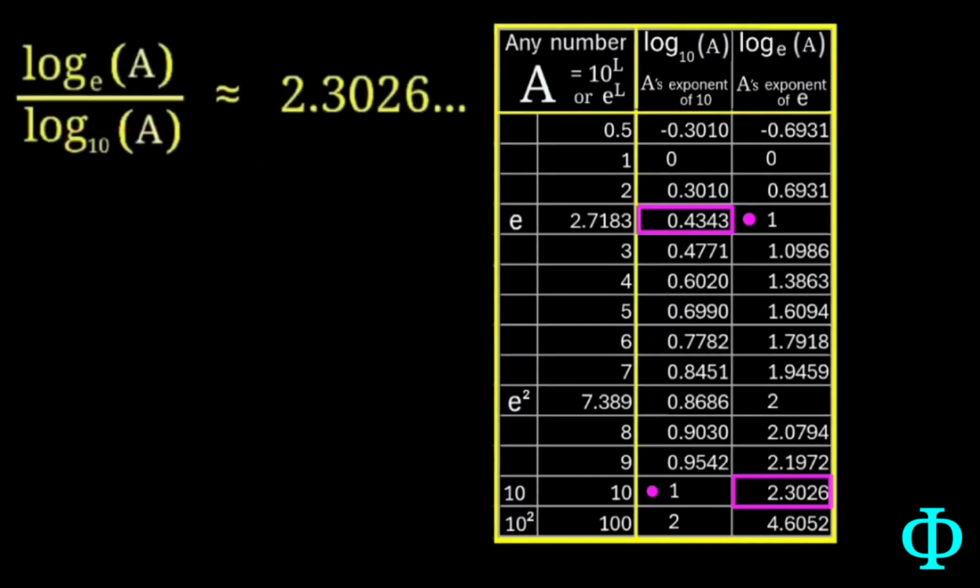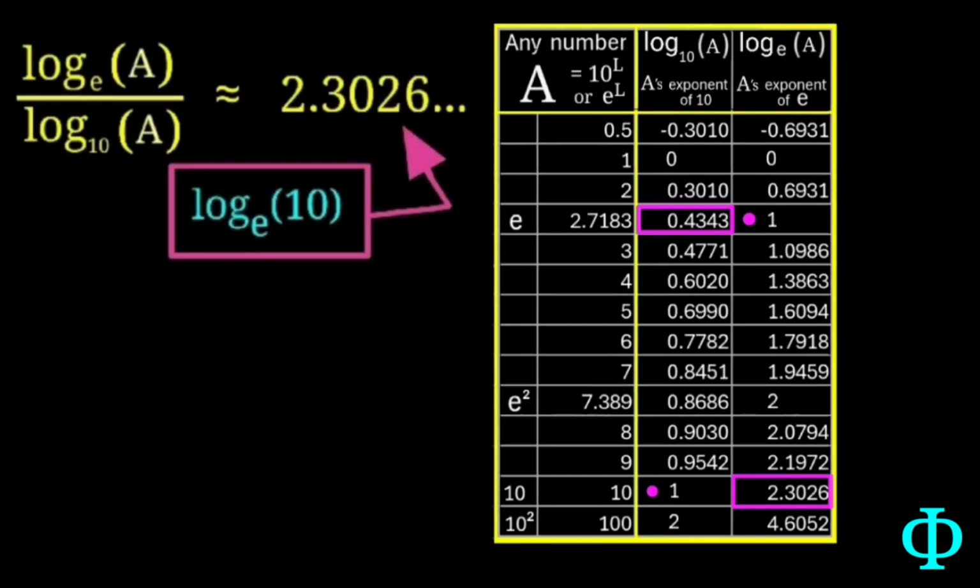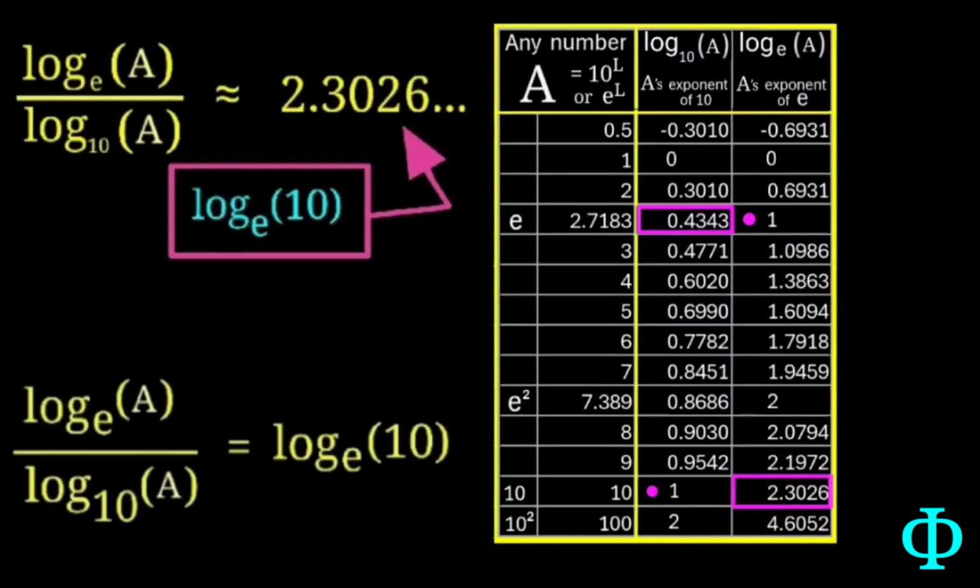Now, let's derive another formula. We saw that the ratio of any base e log to any base 10 log is always 2.3026. And we know that 2.3026 is the value of the base e log of 10. Restating that in purely symbolic form.